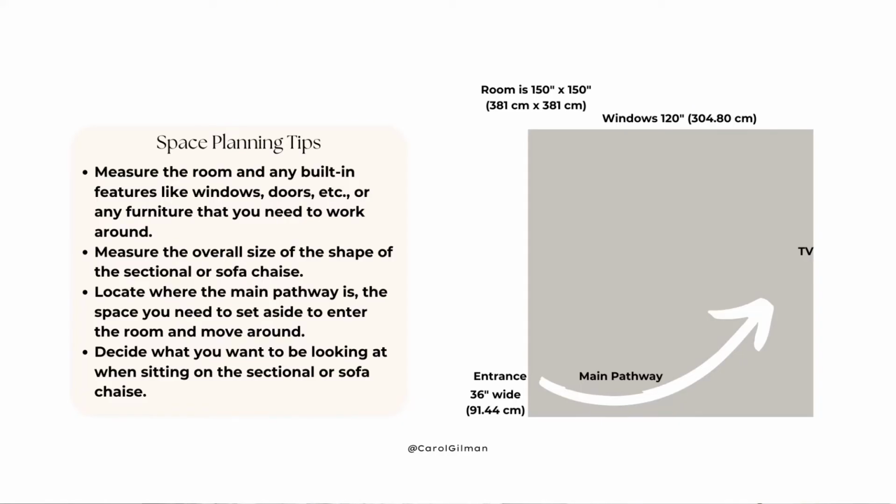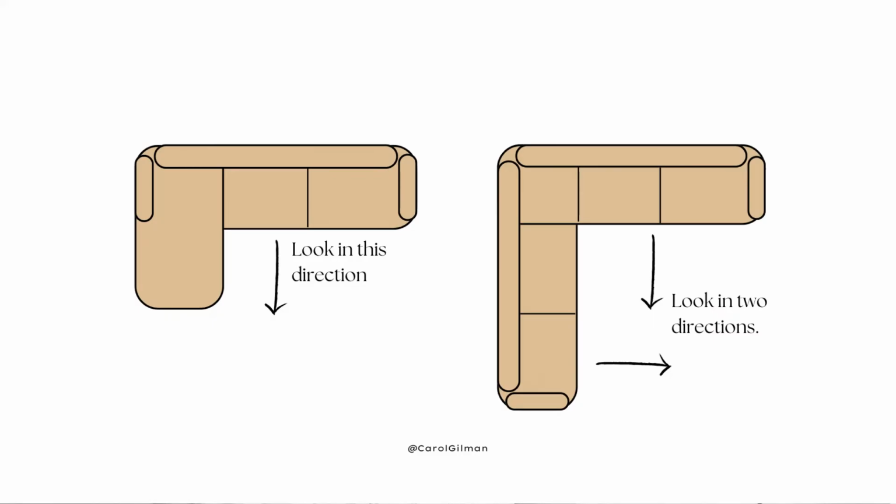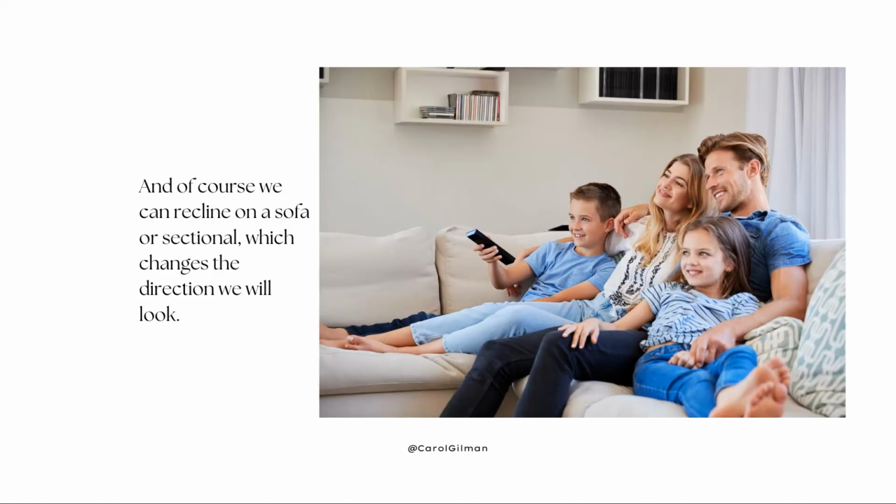And then think about the design of a sofa chaise and a sectional. A sofa chaise, everyone who's sitting in that sofa chaise is facing the same way. Whereas in an L-shaped sectional, some people will be facing one way and the other side will be facing a different way. So just keep that in mind when you're deciding the placement of that piece of furniture in your room.